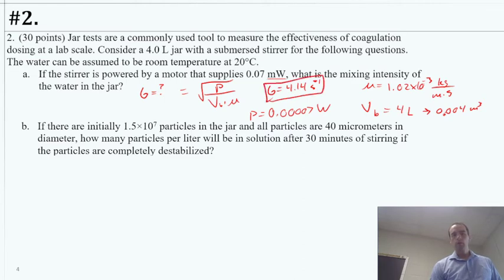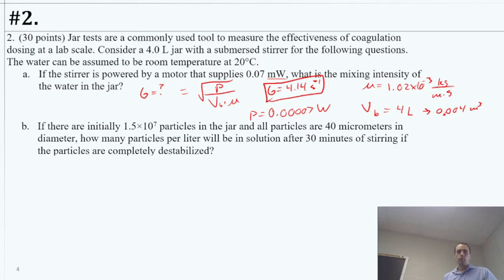Okay, so usually if there was some issue here, it was probably a failure to convert the 4 liters into cubic meters, or perhaps miscalculating the power in watts or misapplying it, or something like that. So there were some mistakes here, very trivial in nature. So I'm not too concerned about it, but do yourself a favor and write your units out as you put them in.